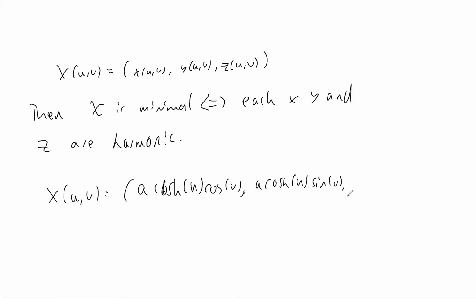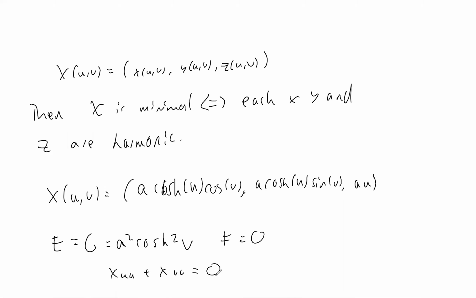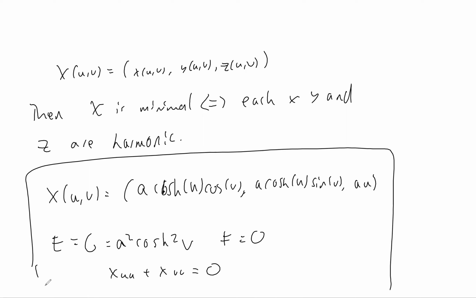Sine of v, and then you have AU. Okay, and this is the catenoid. What you end up getting is that E equals G equals A squared cosh squared V. You get F is equal to zero, and then this gives you that this is equal to zero. So basically what that tells you is that it's a minimal surface. It's the shape that I mentioned from before. And that's pretty much it.